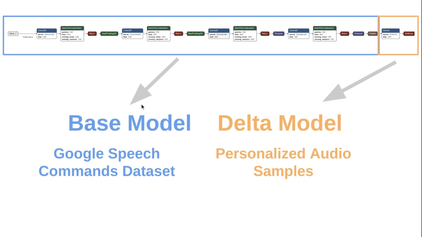Basically, you train the base model, and after that, you remove the top layer. That means you use the remaining layers as a feature extractor, and you train your delta model, which is basically one layer plus a softmax as a simple classifier on top of the base model.